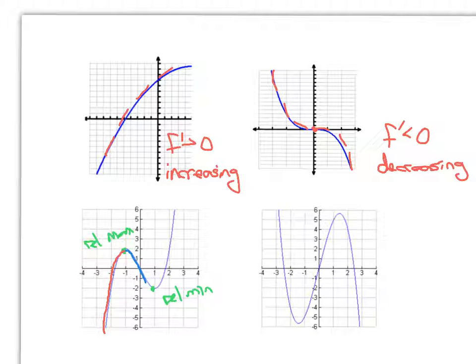Between -1 and +1, I see my graph is going downhill. So if it's going downhill, it's a decreasing function, and that corresponds with a derivative that's negative. Finish it off with all the points after x equals 1. Again, I'm going uphill, so that tells me that my function is increasing in that section. So we are increasing from the number 1 to infinity.